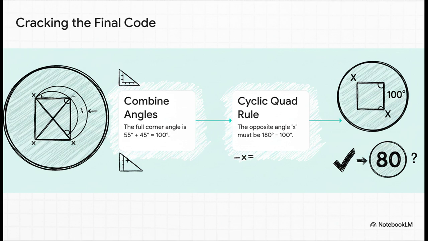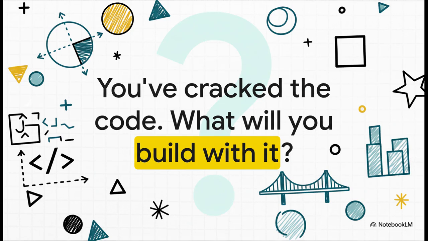It's like a puzzle. And just like that, the secrets of the circle, they're yours now. You've seen how a few simple, really elegant rules can solve some pretty complex-looking problems. So the final question isn't really about memorizing theorems, it's about what you can do with them. You've cracked the code, so what are you going to build with it?